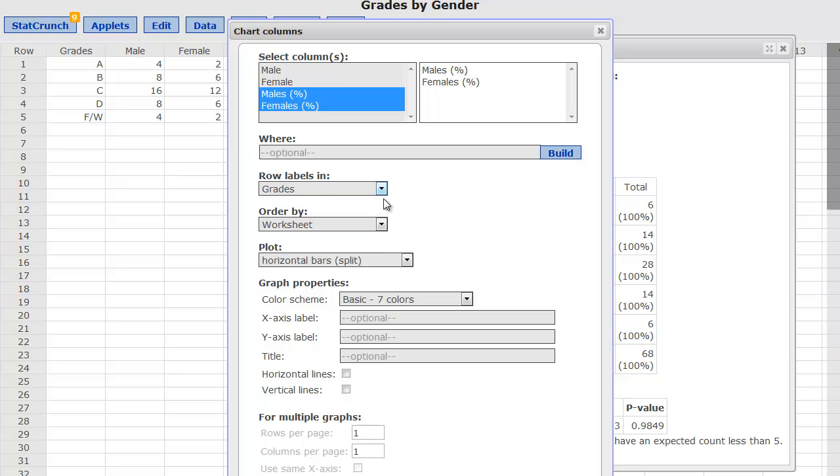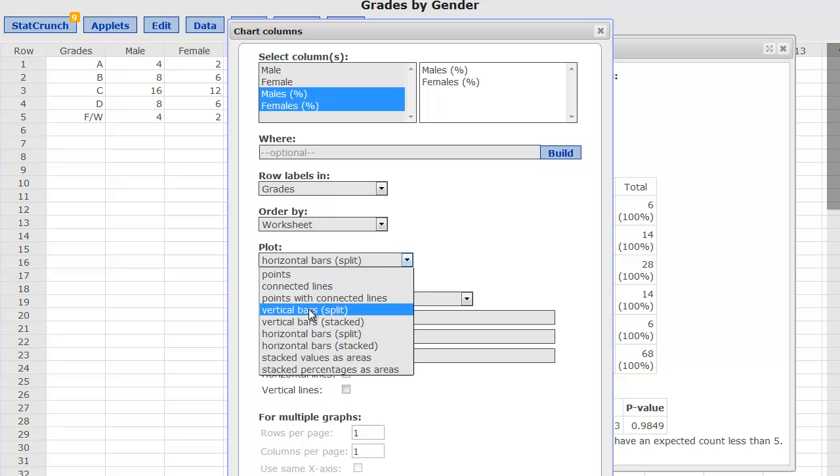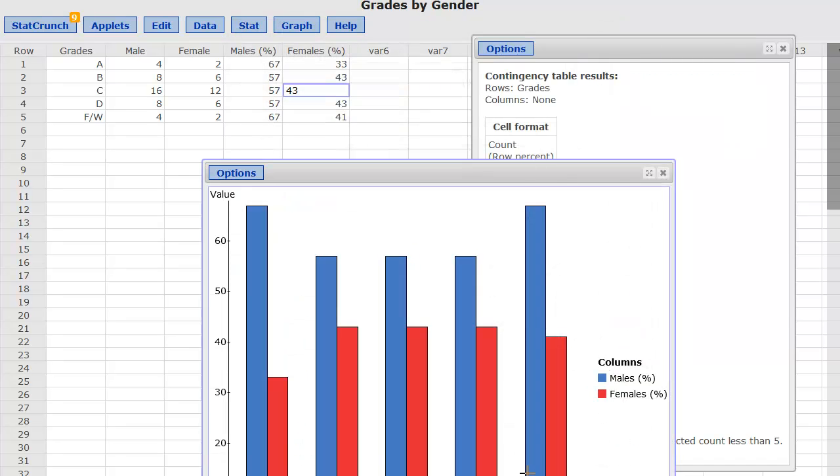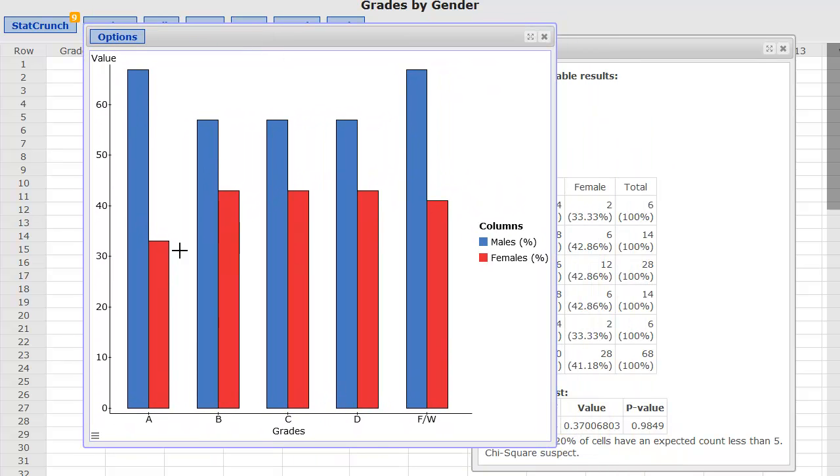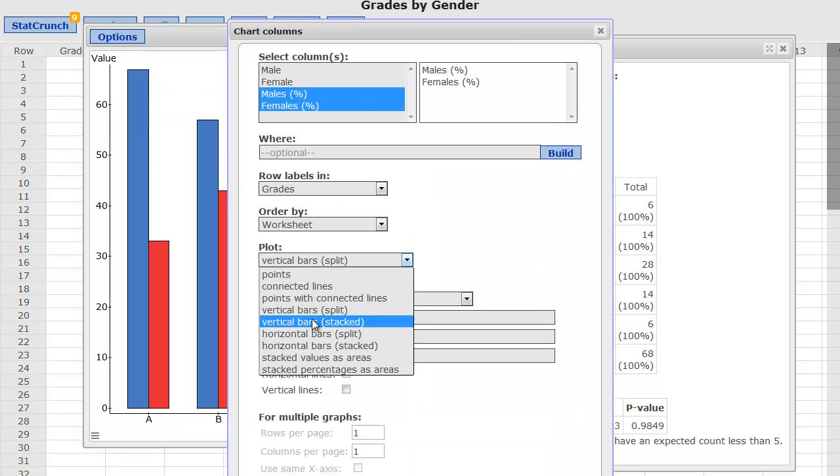And again, I'm going to do it by grades. Okay, and I would like to look at the vertical bars split. And when I click compute, you can see there's a big difference here between the A's and the F's. And there's a bit of a difference between the B's, the C's, and the D's, even by percentages. Okay? And so instead of looking at split like this next to each other, the other thing you can do, which our book recommends, is to look at the stacked.